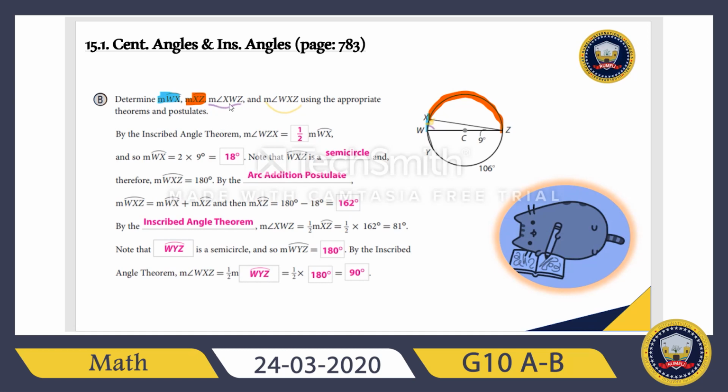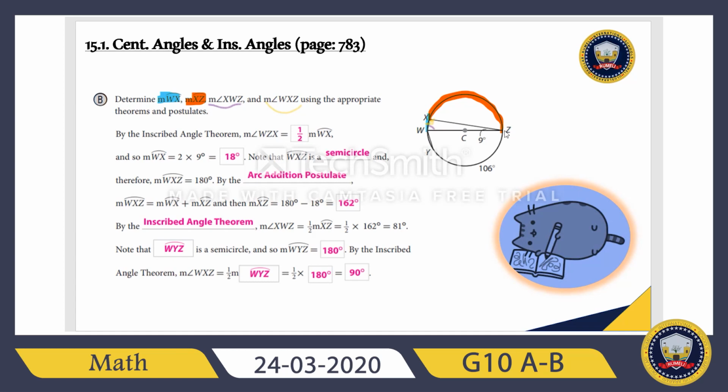The measure of the angle XWZ, this angle here, what is it? It's very easy. It will be equal to half of my intercepted arc. The intercepted arc is 162, so the angle XWZ is half of 162, which is 81 degrees. Clear? Now finally let's go to the angle WXZ.